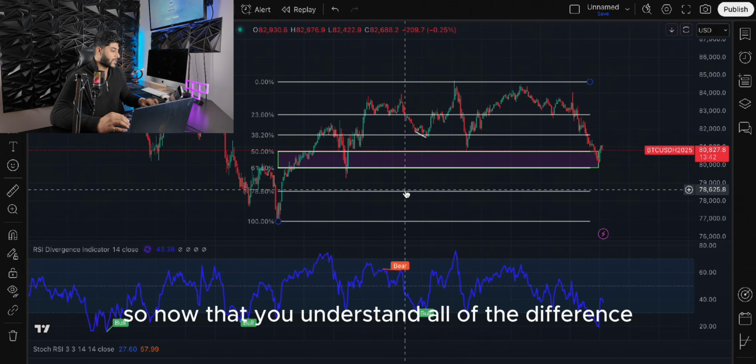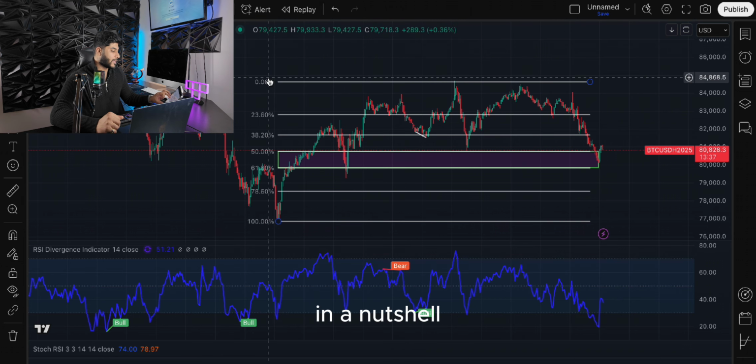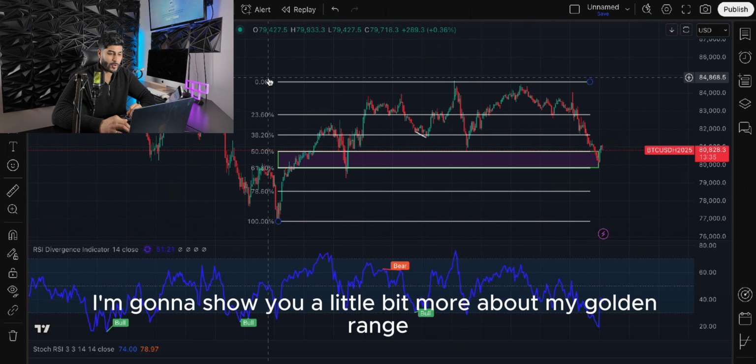And the 0.786 is a very strong reversal point. So now that you understand all of the different percentages and what they are, in a nutshell, I'm going to show you a little bit more about my golden range.